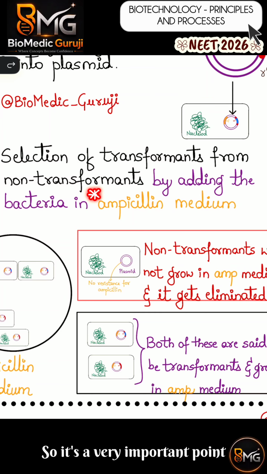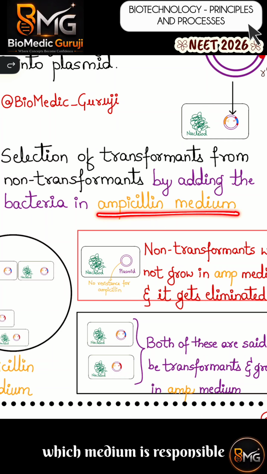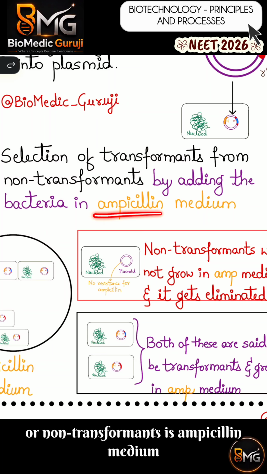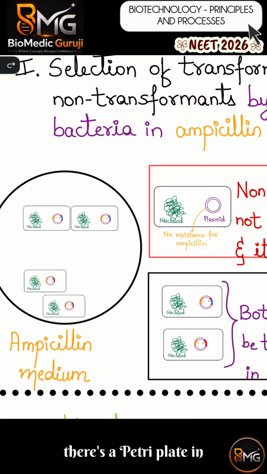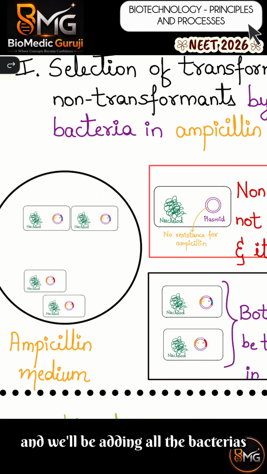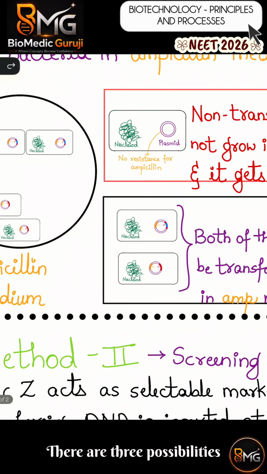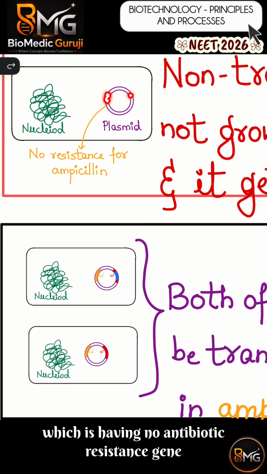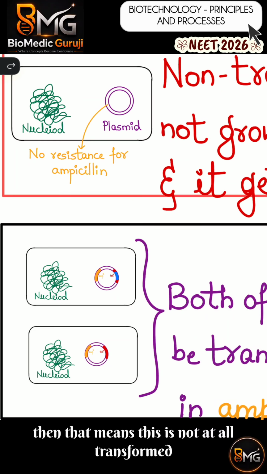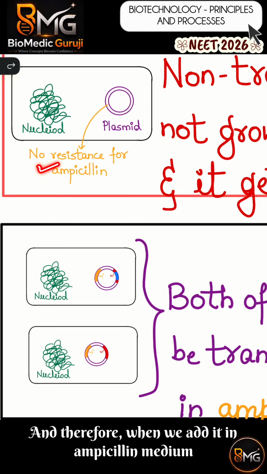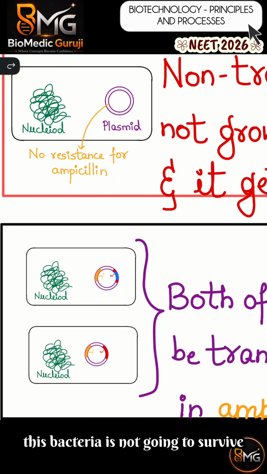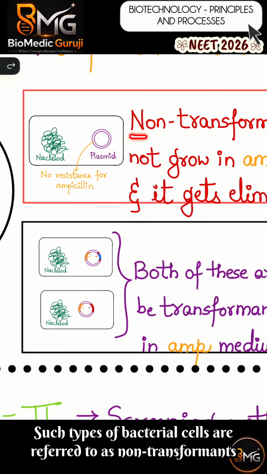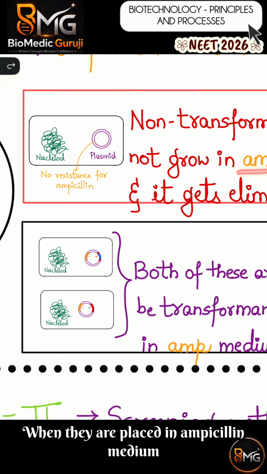It's a very important point: the medium that shows whether the bacteria are transformants or non-transformants is the ampicillin medium. There's a Petri plate in which we are adding ampicillin medium and we will be adding all the bacteria. There are three possibilities. There will be a bacteria which has no antibiotic resistance gene, which means it is not at all transformed, and therefore when we add it to ampicillin medium, this bacteria is not going to survive and it will get eliminated. Such bacterial cells are referred to as non-transformants. When they are placed in ampicillin medium, they get eliminated.